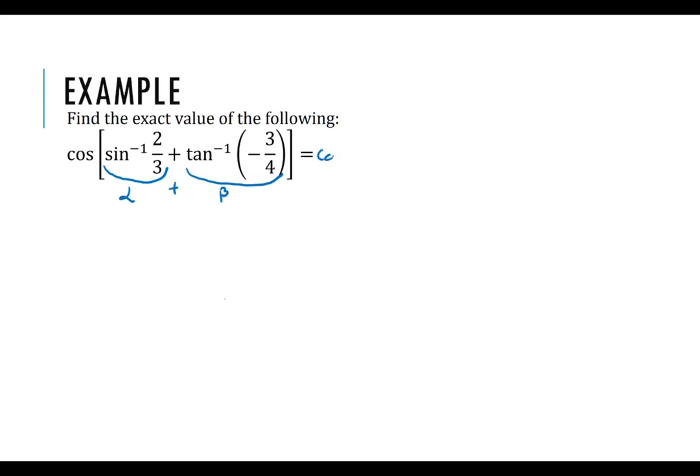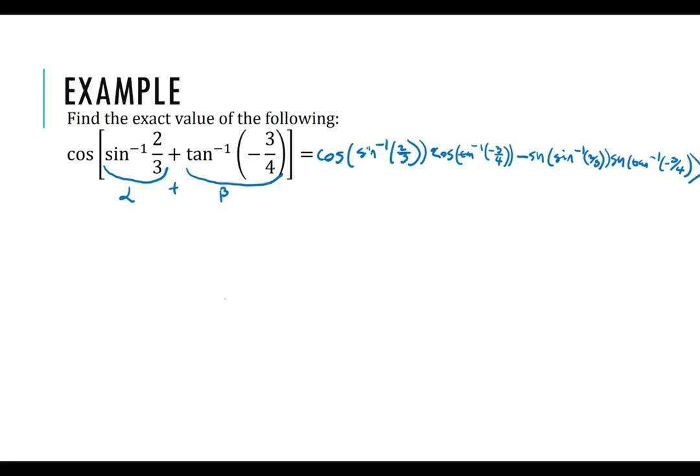And so this is the same thing as cosine of sine inverse of 2/3 times cosine of tangent inverse of negative 3/4 minus sine of sine inverse of 2/3 times sine of tangent inverse of negative 3/4.